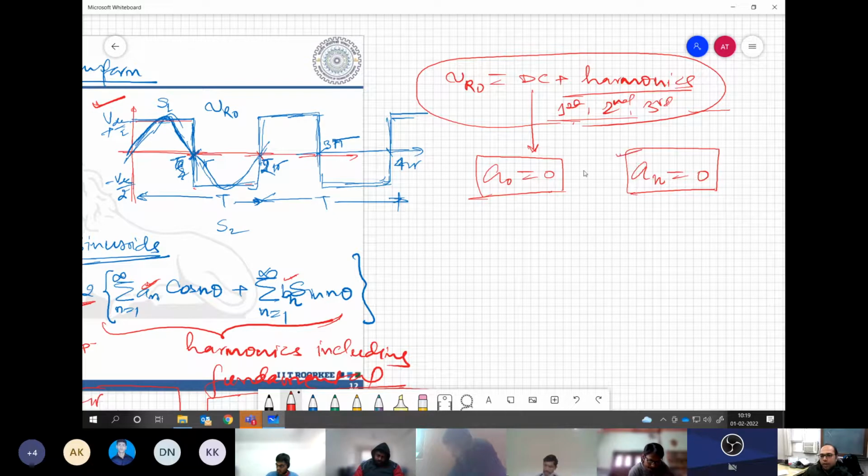So two things we have identified. So basically this is now limited to only VRO being equal to summation of 1 to infinity, say 2Bn.